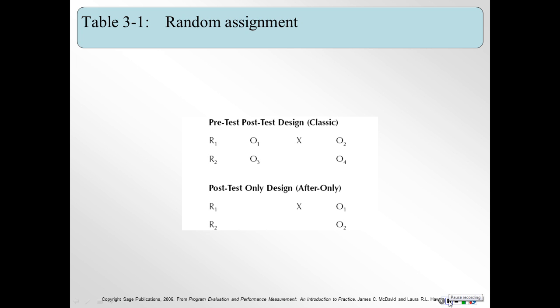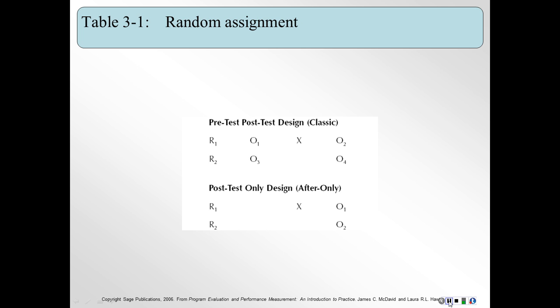Take note of what I just said. Researchers are able to conclude that any changes in outcomes from one time to another, or any differences in outcomes across 2 or more groups, are attributable to the experimental treatment. 2 different situations. One across time, one across groups. This is illustrated in Table 3-1.